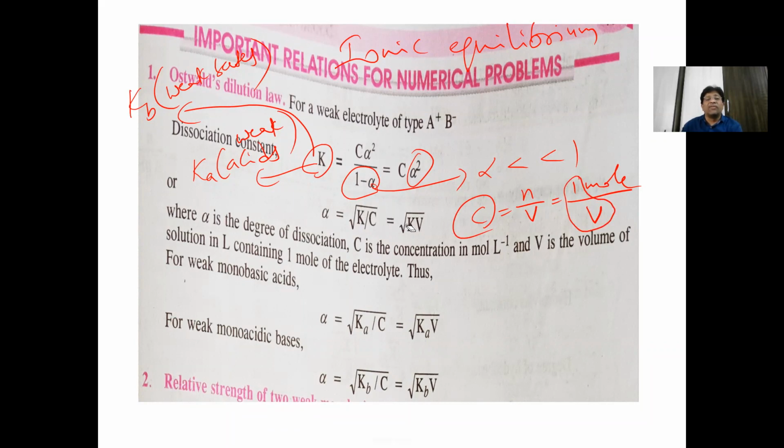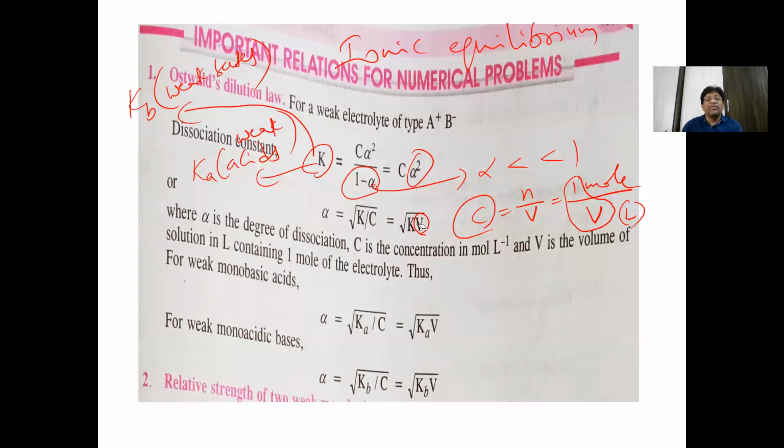will become under root KV, where V is the volume in liters. So like this, the alpha value can be calculated from the formula under root K by C. If you take acids, Ka by C, and if you take bases, Kb by C.